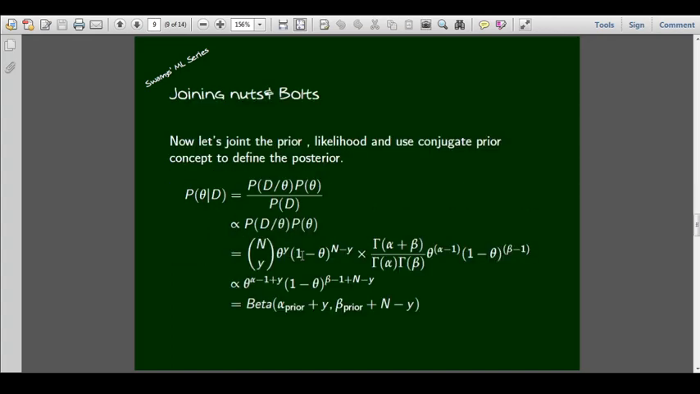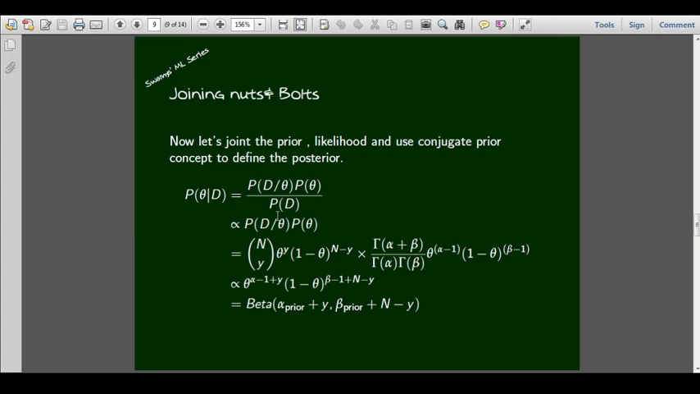Okay. Now joining the nuts and bolts, we know the prior distribution and also now the likelihood distribution. Mix them, and also make use of the conjugate prior distribution, then what about the result? Now let us join the prior, likelihood, and use the conjugate prior concept to define the posterior. So this is our Bayes theorem. Probability for theta given D is equal to probability for D given theta into P of theta, divided by the evidence P of D. Now I am going to avoid this denominator. The denominator is P of D.